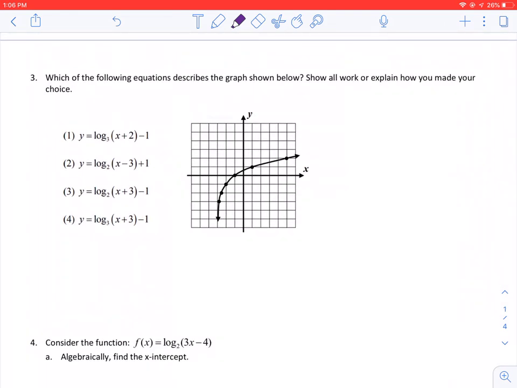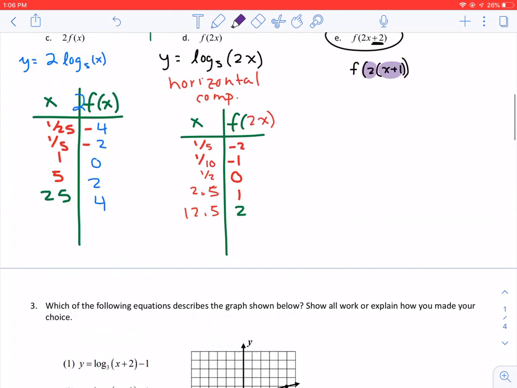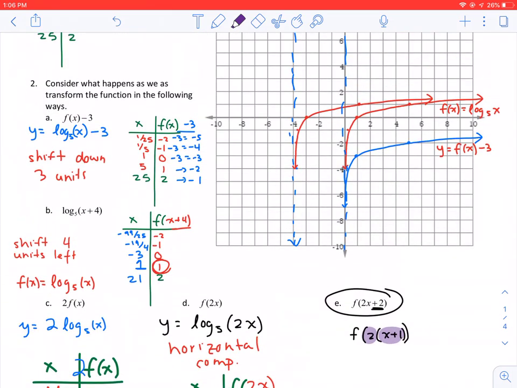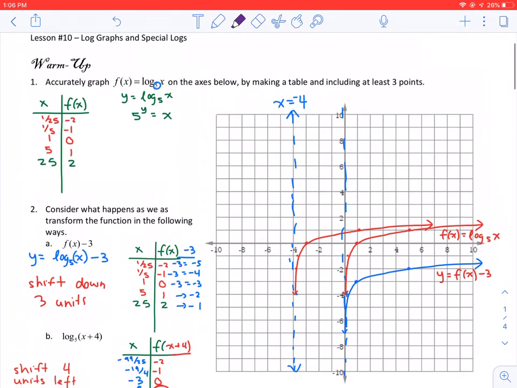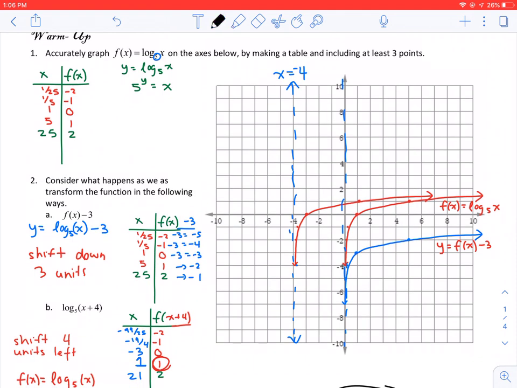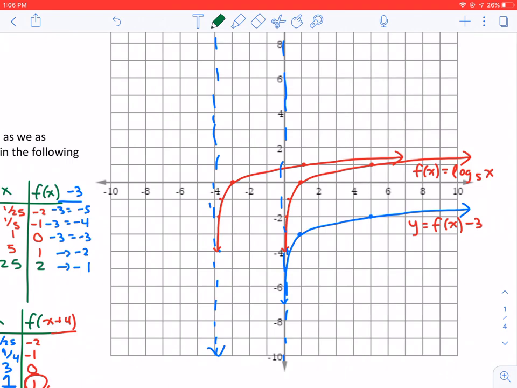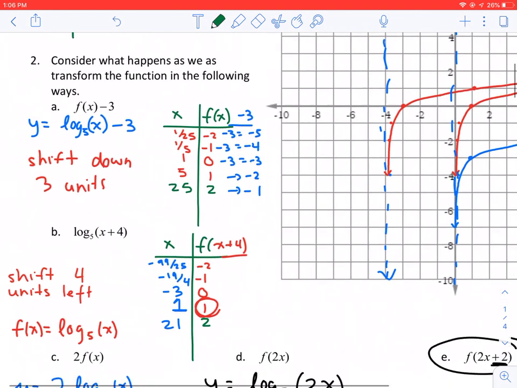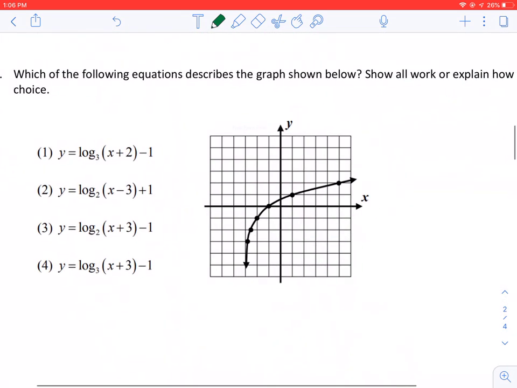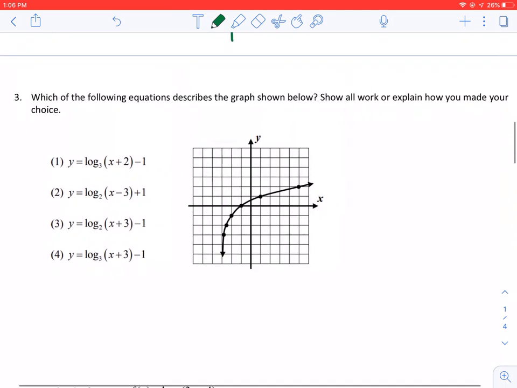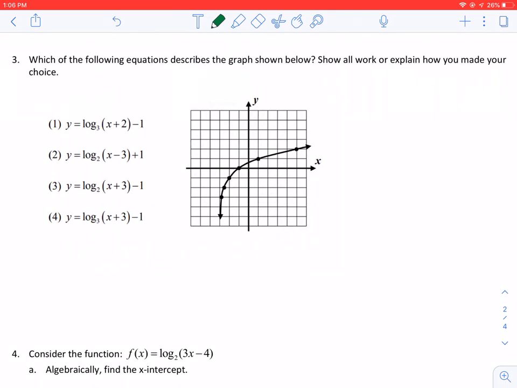So transformations for log graphs, as you can see, hopefully, it's consistent with everything else, right? It's just a little weird because we're not familiar with log graphs yet, or log functions in general, but everything stays the same, right? All the transformations work the same way. So down here, give this one a shot too. Which of the following equations describes the graph below? Show all work or explain how you made your choice.